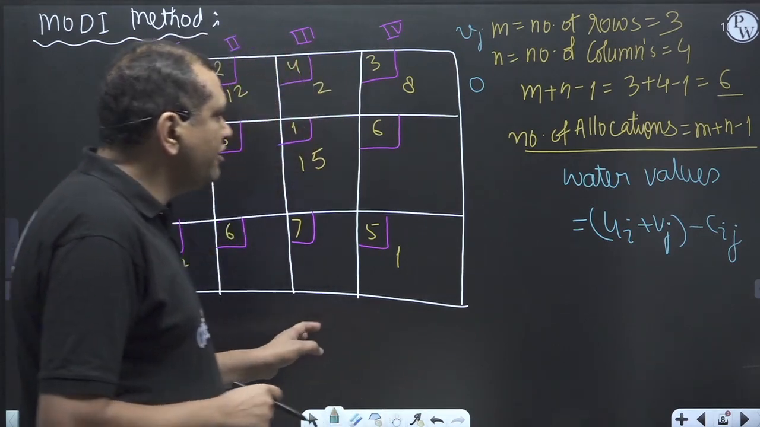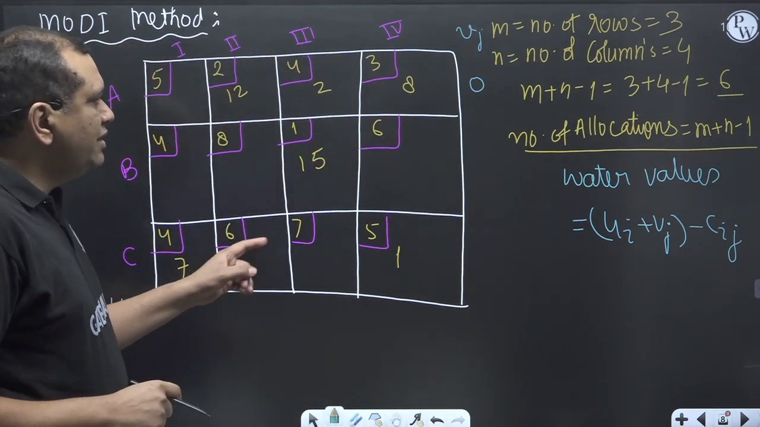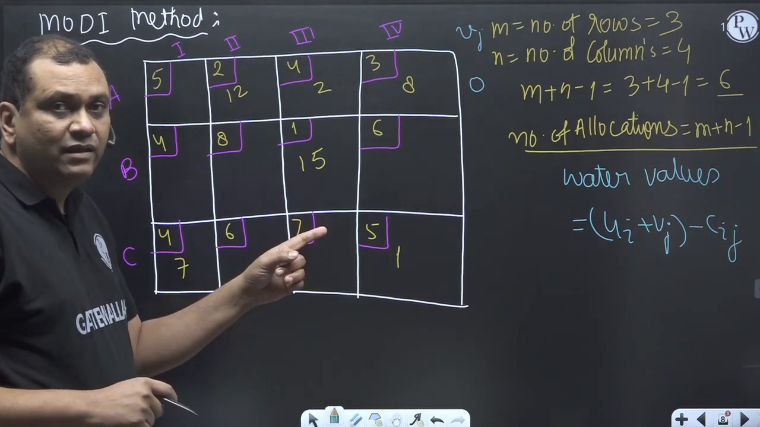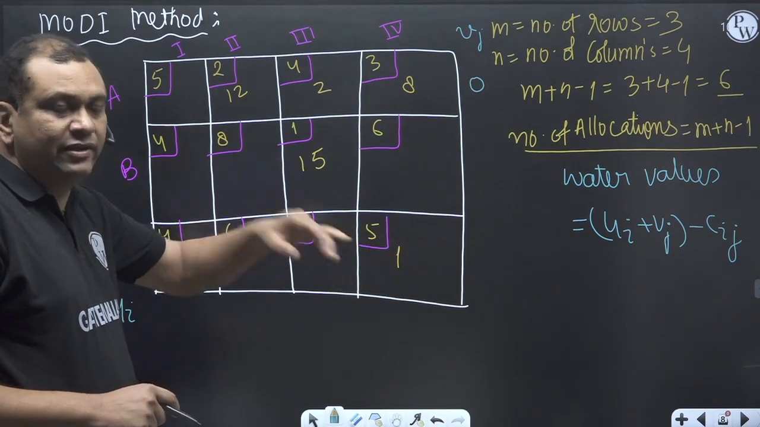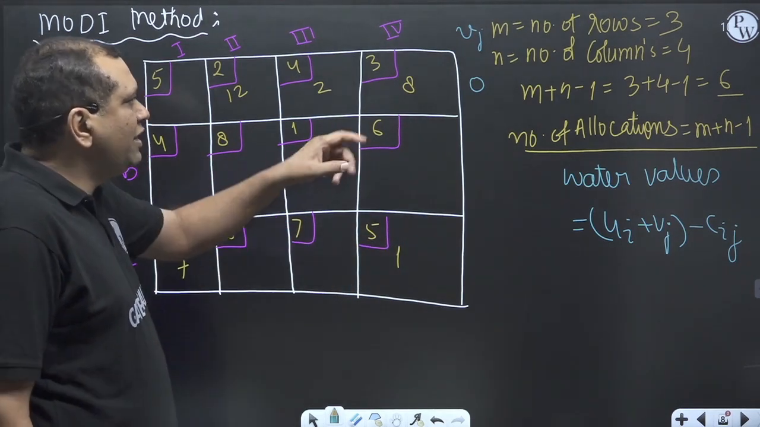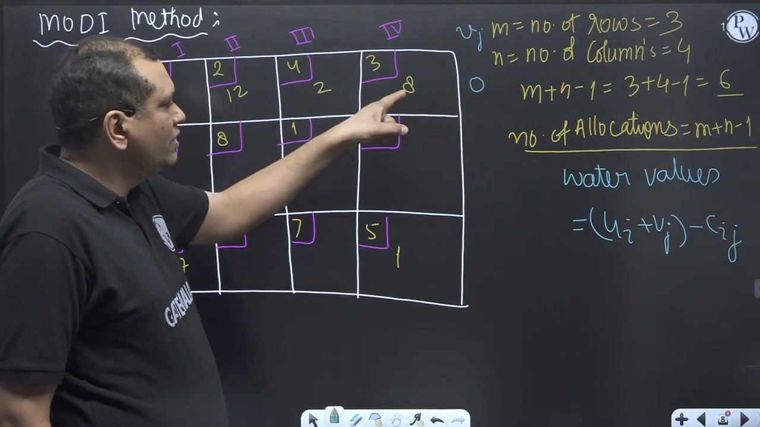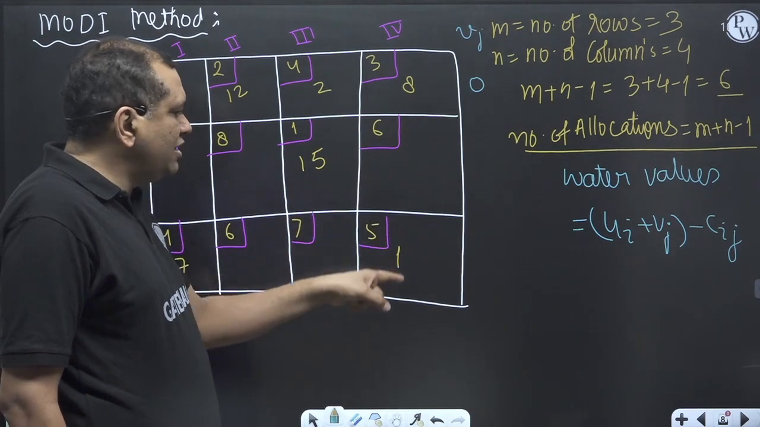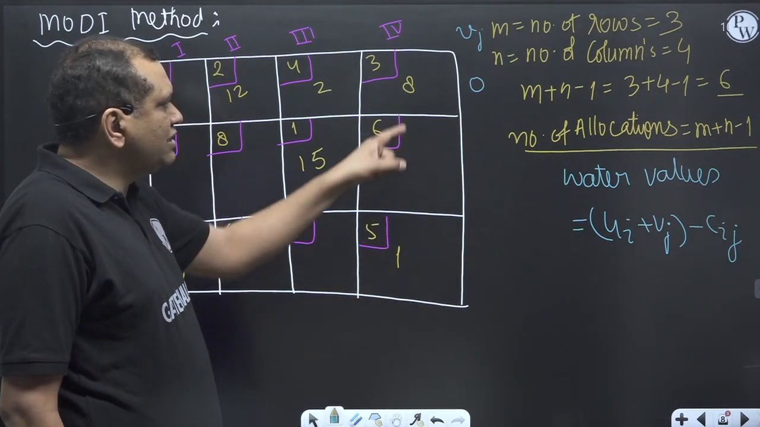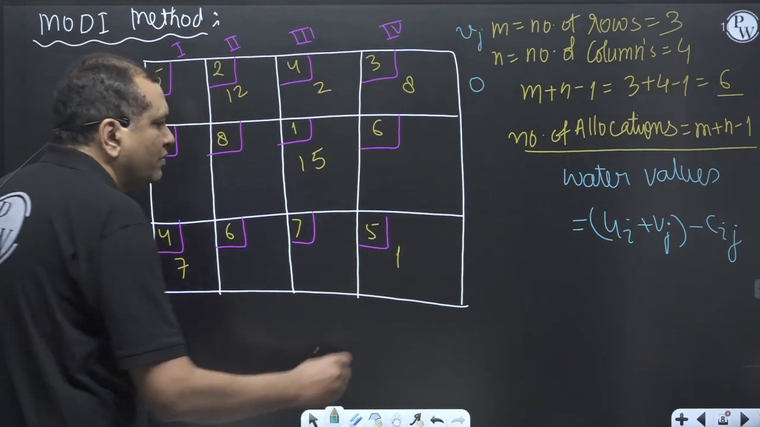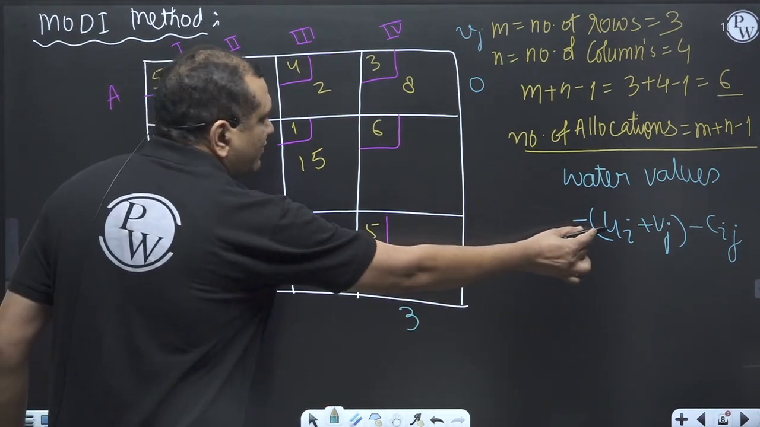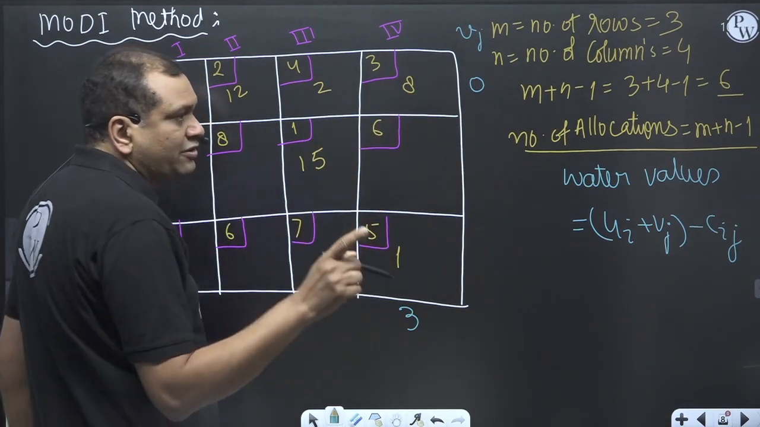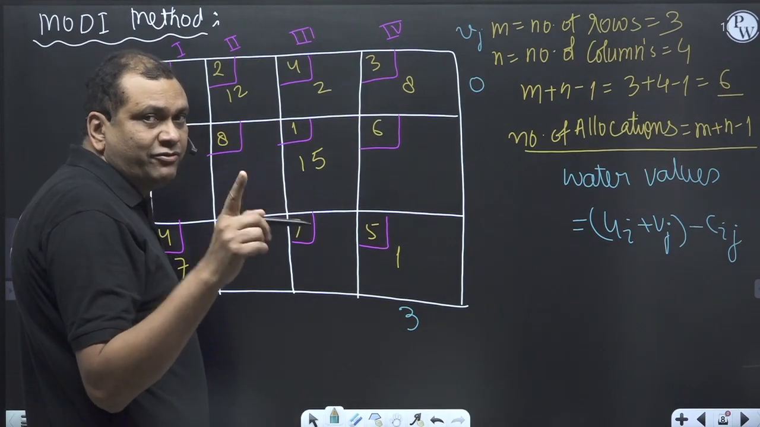So choosing your number is allowed only once. All other numbers will come out automatically. For example, you have given the first row the number 0. Now there is an allocation here. So what should be the vj so that the water value is 0 here? It should be 3. 3 plus 0 minus 3 is 0, because the water value for allocations will be 0.